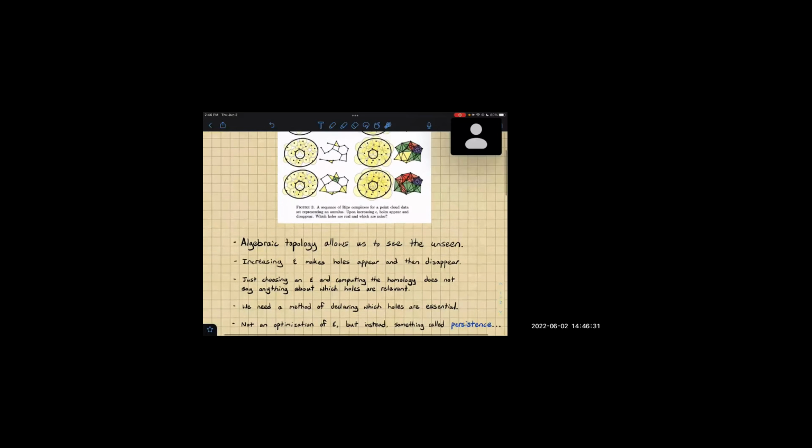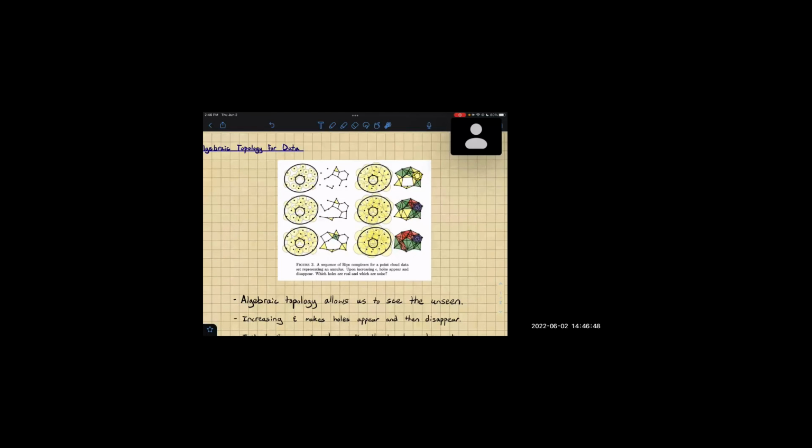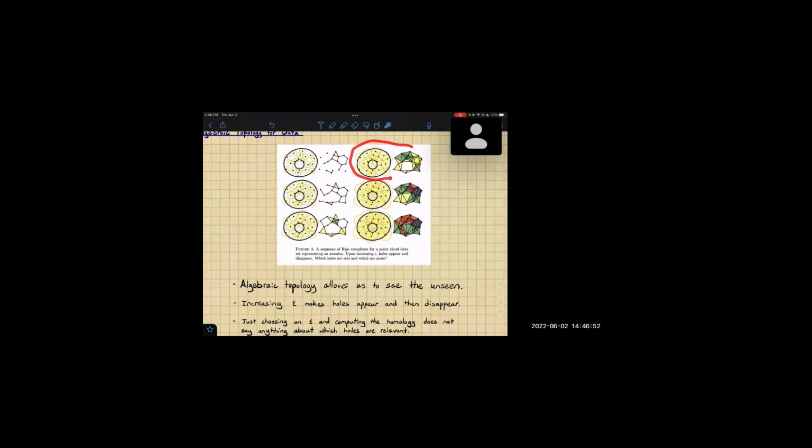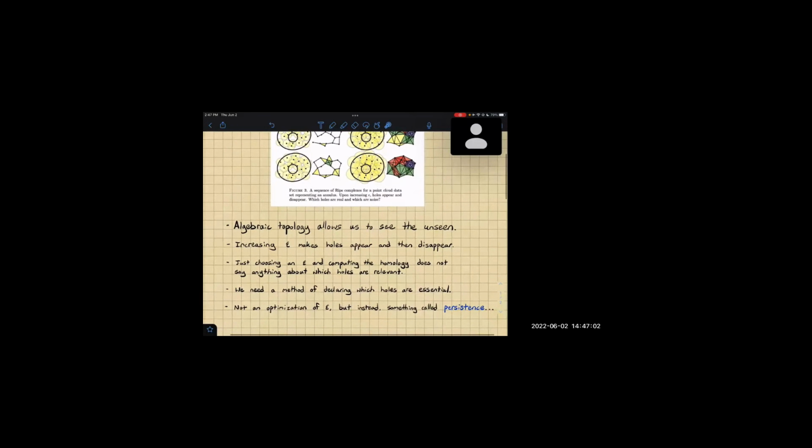Now, what we find is that just choosing some epsilon and computing the homology isn't going to tell us which holes we should focus on and which ones are relevant, because it's not necessarily just an optimization problem of finding the particular epsilon. You have no frame of reference, right? We can tell that this example here is probably going to be the one that gives us the most accurate description of the homology group, but there's no way of knowing just from epsilon. So in order to do that, we need to introduce something called persistence.